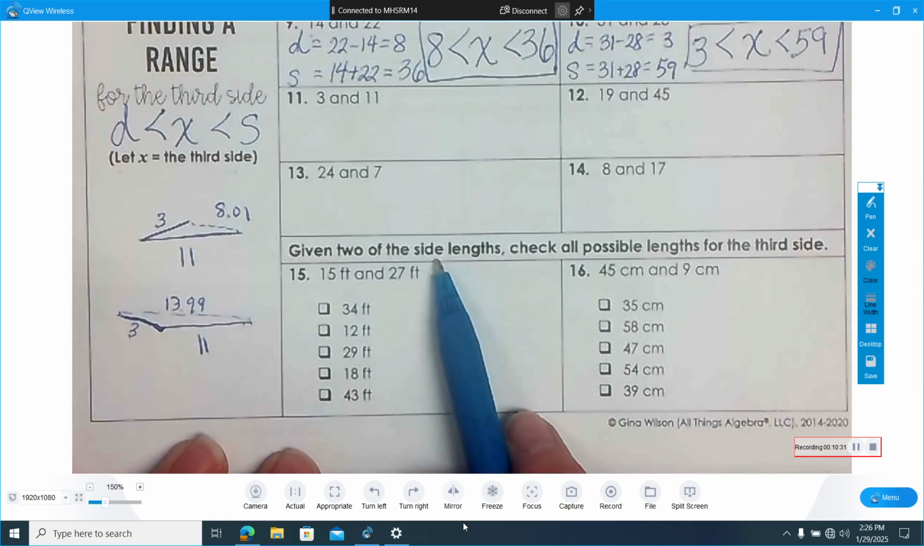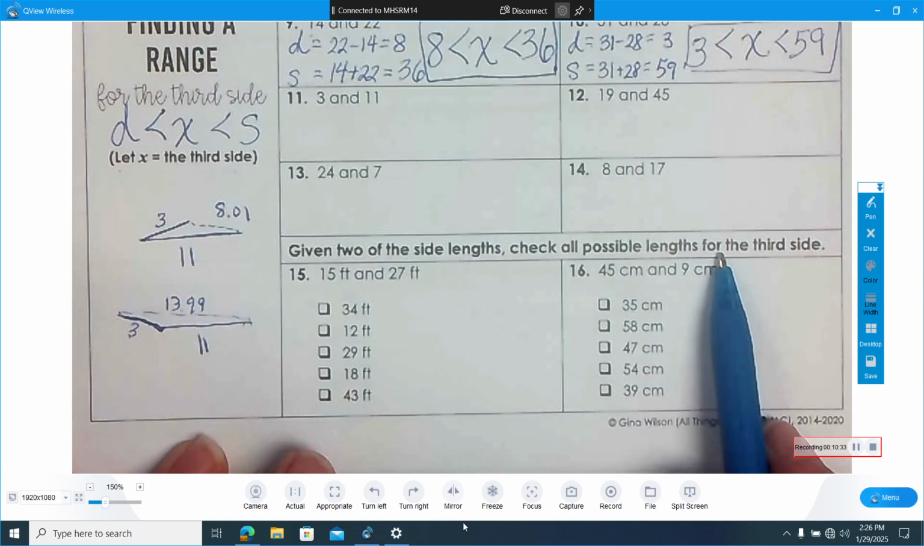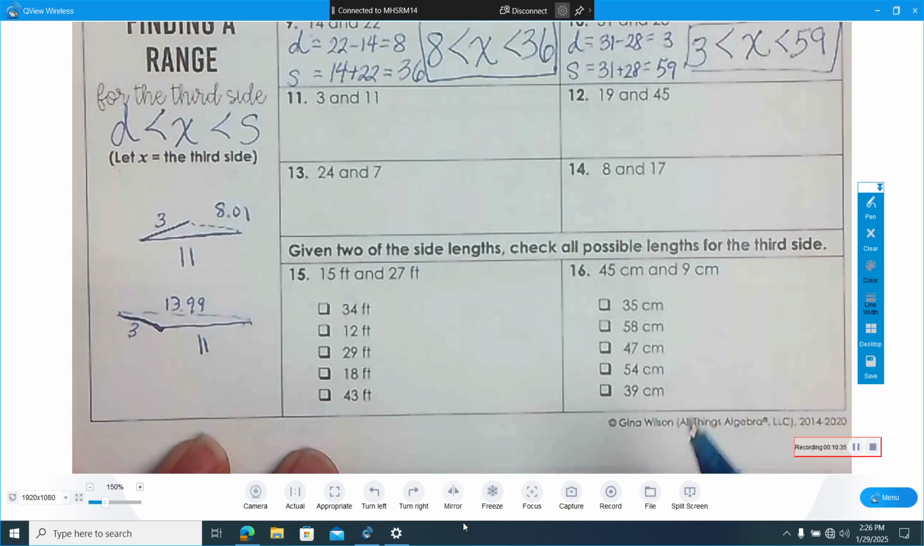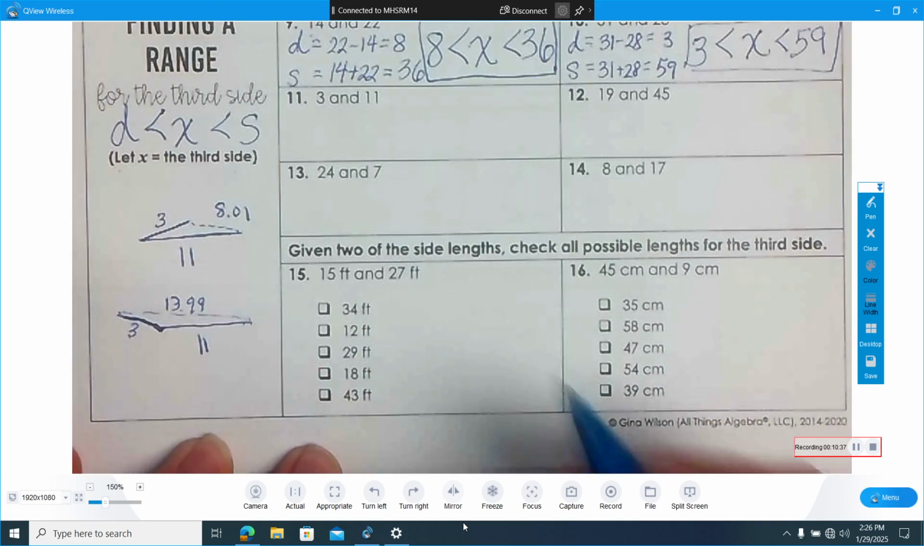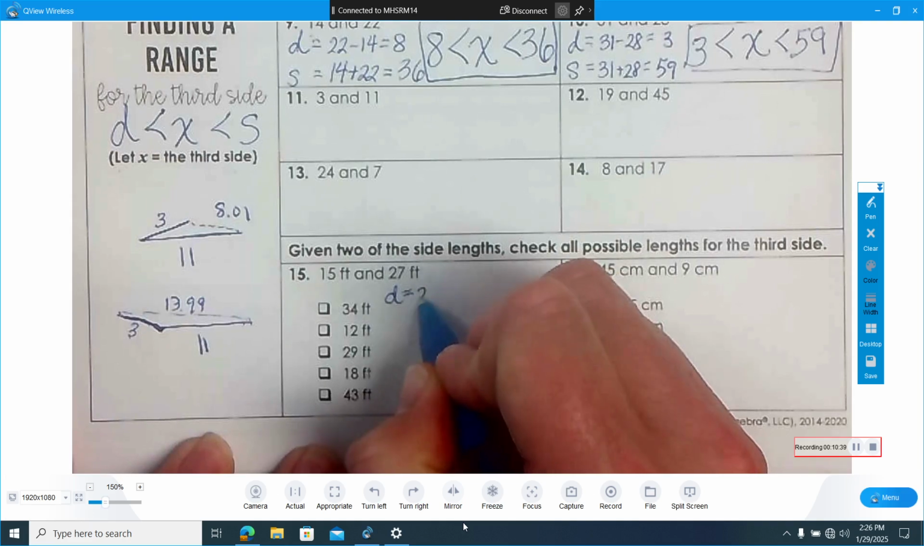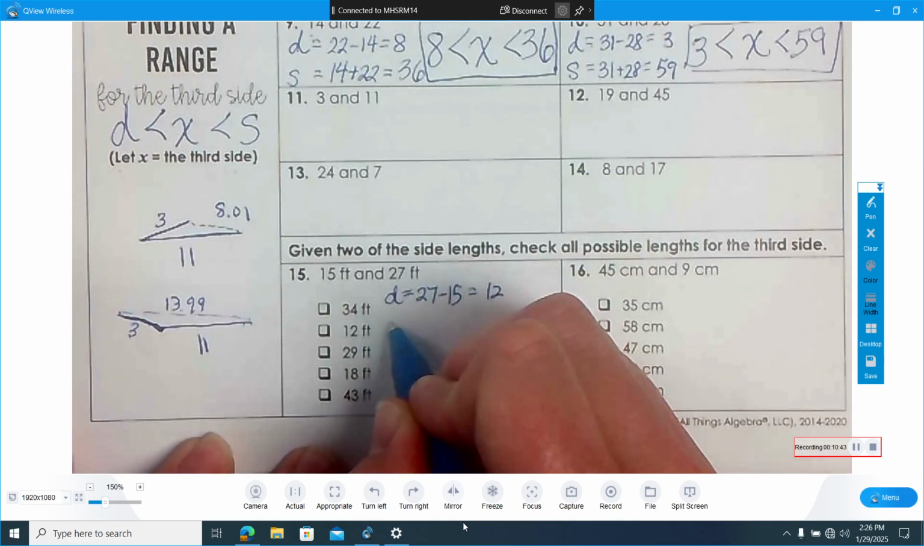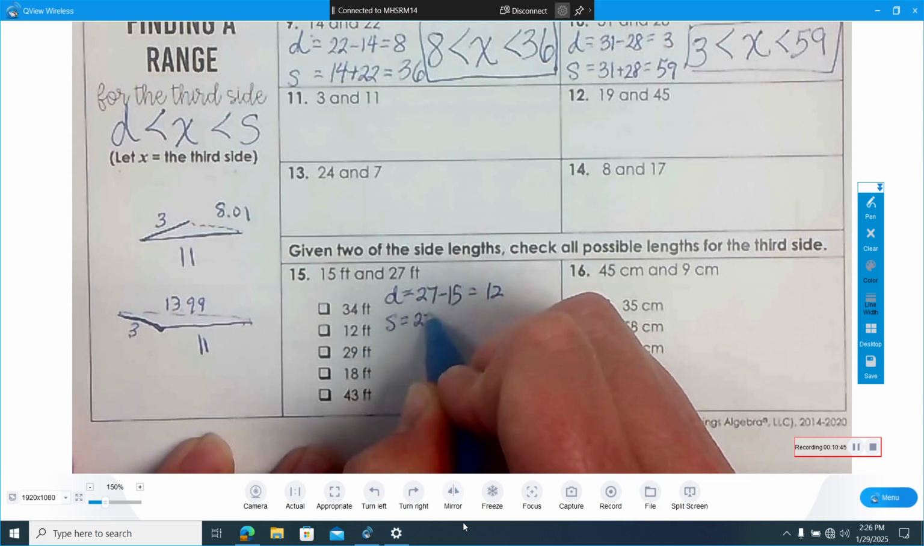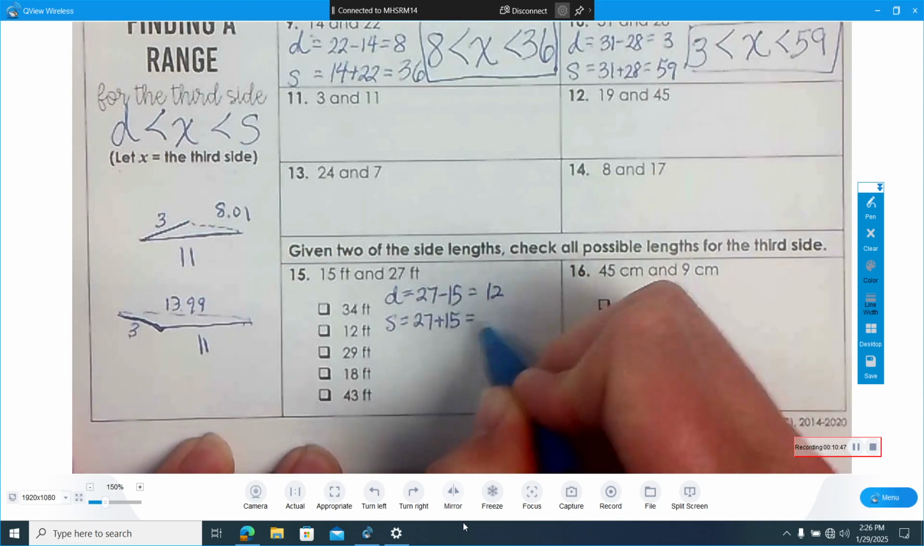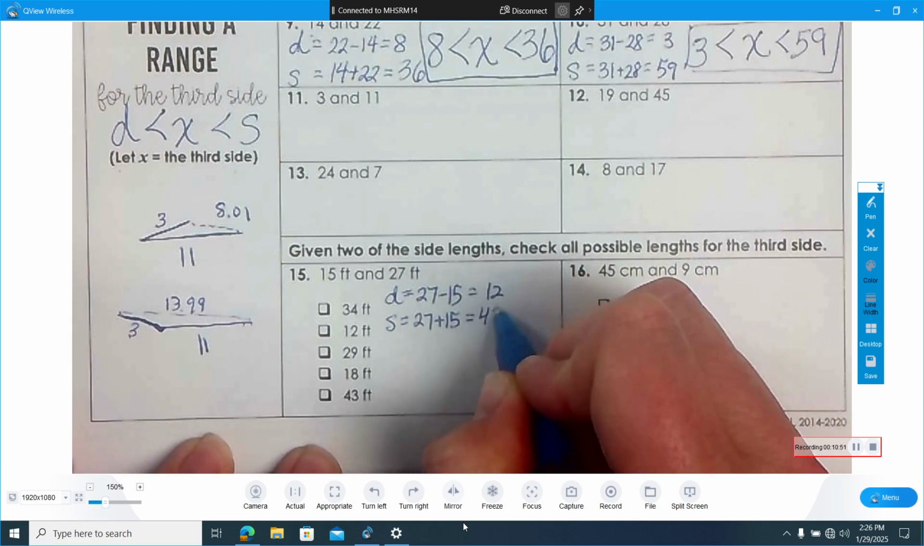Given two of the side lengths, check all the possible side lengths. This is the same thing. We want to find our sum and difference. What's our difference? 27 minus 15 is 12. What's our sum? 27 plus 15. 42. I'm going with 42.